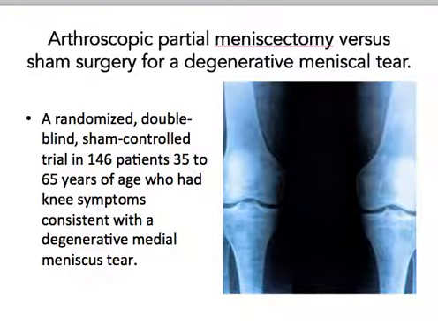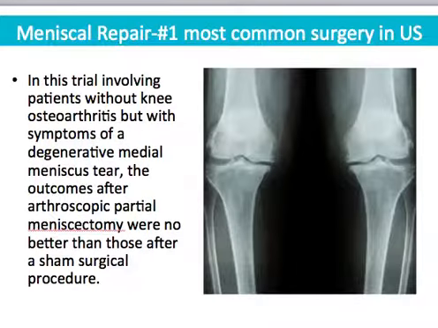Here's kind of an interesting study: the arthroscopic partial meniscectomy versus sham surgery for degenerative meniscal tear, in a randomized double-blind sham-controlled trial in 146 patients 35 to 65 years of age who had knee symptoms consistent with a degenerative medial meniscal tear. This is the number 1 most common surgery in the United States. It averages about $9,000 to $25,000, depending on the complexity of the procedure. In this trial, patients without knee osteoarthritis but with symptoms of degenerative medial meniscal tear, the outcomes after arthroscopic partial meniscectomy were no better than those after a sham procedure.